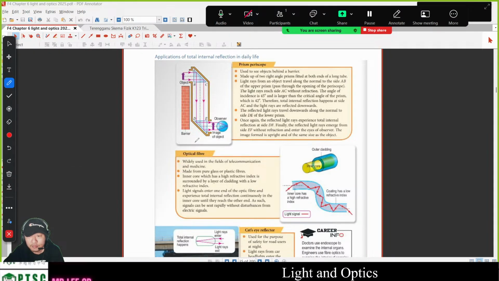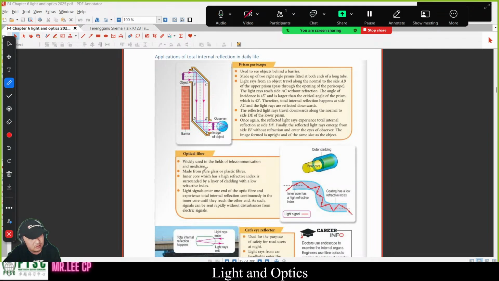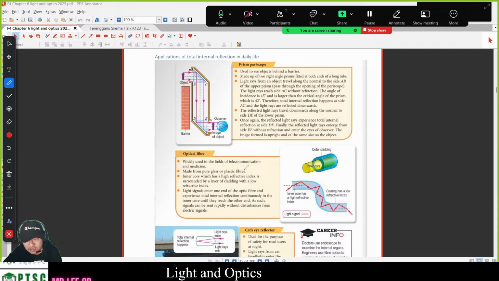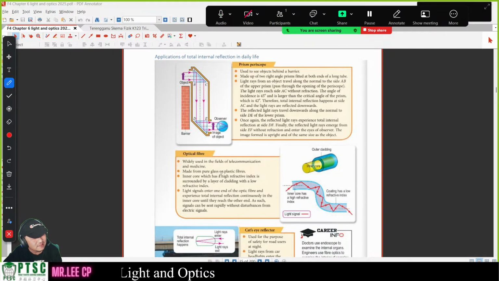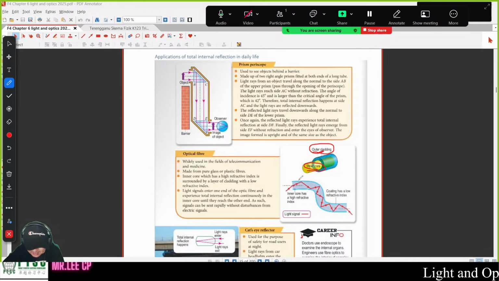Now, optical fiber is used in telecommunication or medicine. I guess you know this one a lot. Normally it is made from optical fiber, plastic fiber, pure glass. There are two parts here, right? They have one outer cladding and an inner core. Remember, the light always travels from denser to less dense, so total internal reflection happens.